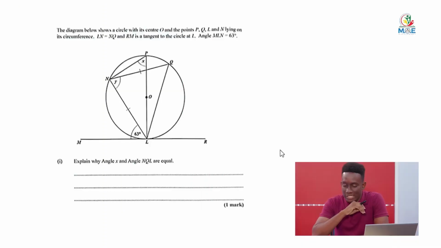So the question says, the diagram below shows a circle with center O and the points P, Q, L, and N lying on the circumference. PN is equal to NQ and RM is a tangent to the circle at L. And angle MLN is equal to 63 degrees. The first one, explain why angle X and angle NQL are equal.